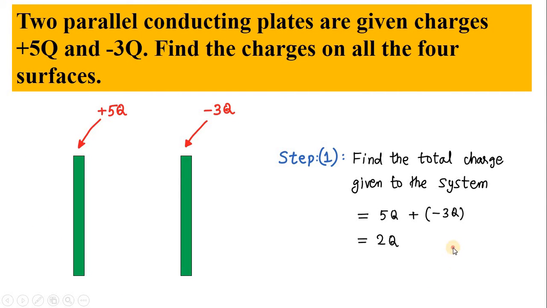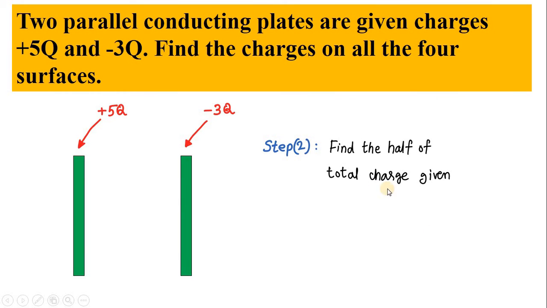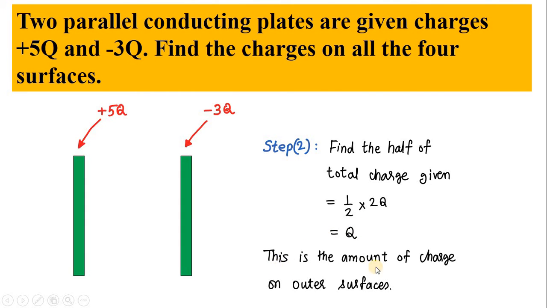Next, step number 2, we must find the half of the total charge given to the system. As the total charge given to the system was 2q, half of that would be equal to q. So up till now, in step number 1 we add the total charge given to the system and then we make it half. This value of the charge is the amount of charge on the outer surfaces. That means on this outer surface and on this outer surface, the charge will be equal to half of the total charge given to the system.